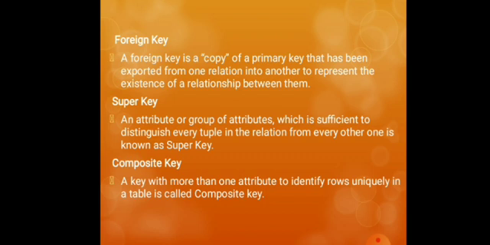Next one is super key. The attribute or group of attributes which is sufficient to distinguish every tuple. This is very important. We want to distinguish every tuple in the relation from every other one, and that is known as a super key. What is a composite key? A key with more than one attribute to identify the row uniquely in a table is called a composite key.